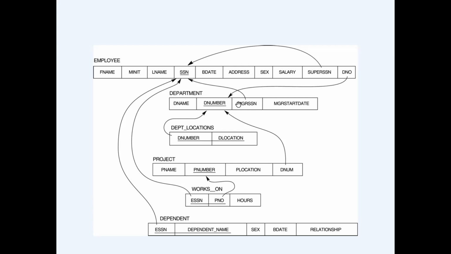Depending on what kind of entity type, entity types will transform into relations, and depending on the relationship type, whether you have one-to-one, one-to-many, or many-to-many, then you might create some new relations. For example, if it is a many-to-many relationship, usually you create a separate relation to represent that. Now, for example, here, the works on relation is something similar to that.